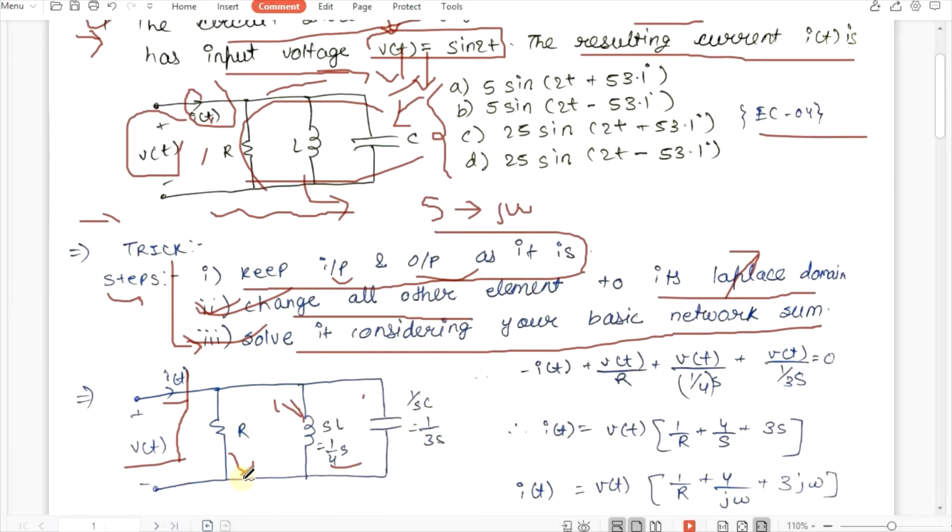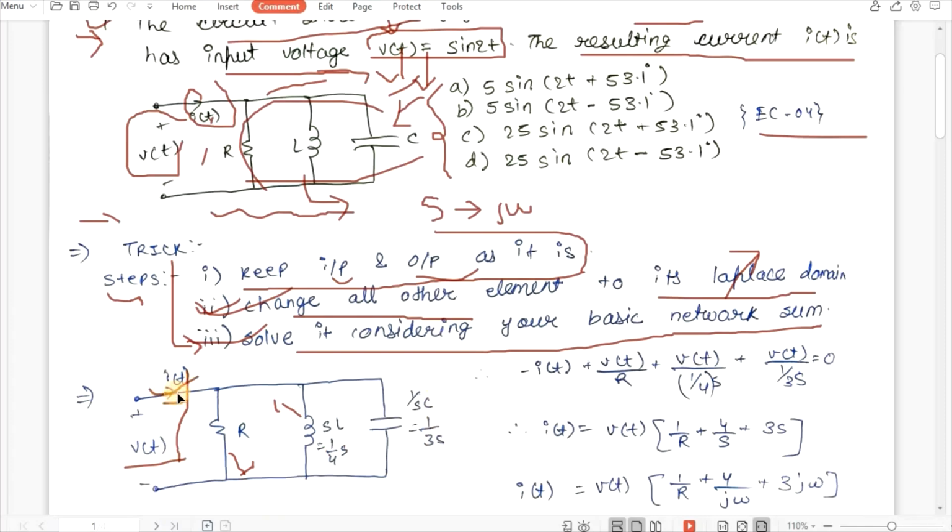Now once you have converted into Laplace, you have to get your reactance, and to get reactance we will just substitute S to j omega. Once we have converted to reactance, we simply have to solve the circuit considering it as a basic network. Now in the question we have to get I of t.